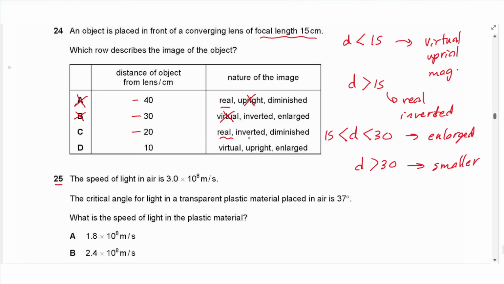20 is a real, inverted, yes. Diminished, no, since it is between the focal length and twice the focal length, so it should be enlarged. The last one is 10, that's less than the focal length, so it's virtual, upright, and enlarged. That's correct, so the answer is D.